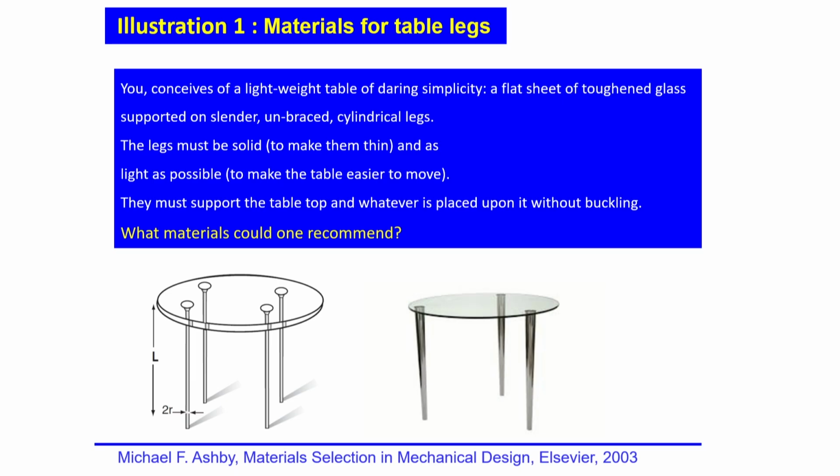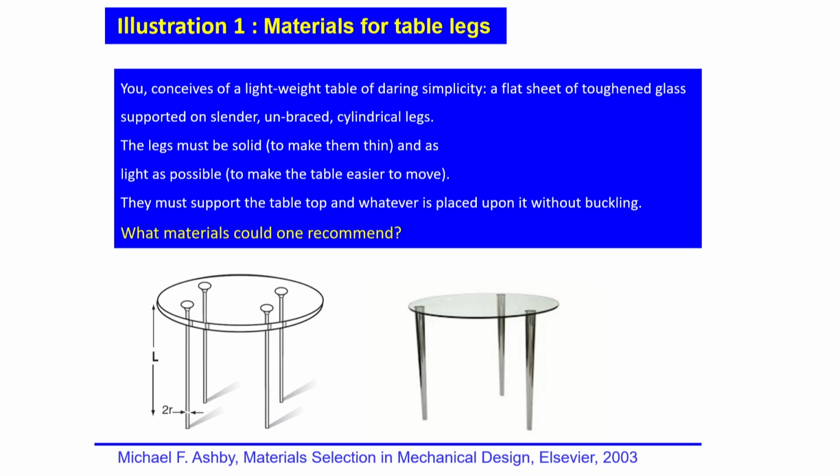We said that we want to find lightweight legs for a table, which has a top, a flat sheet of toughened glass, and these legs basically support the weight of the glass as well as anything you keep on top of the table. The legs must be solid, slender, unbraced and cylindrical in shape. Then we did some set of calculations in the last lecture.